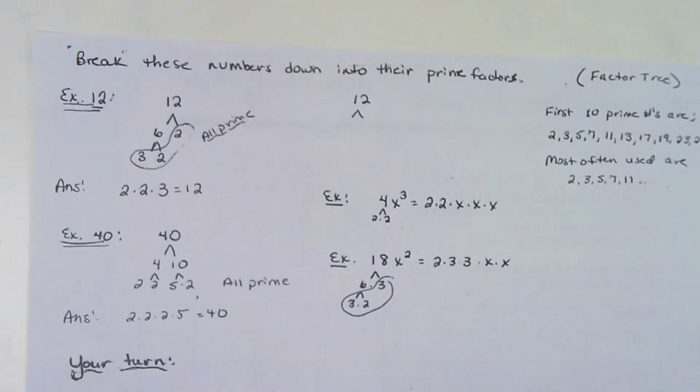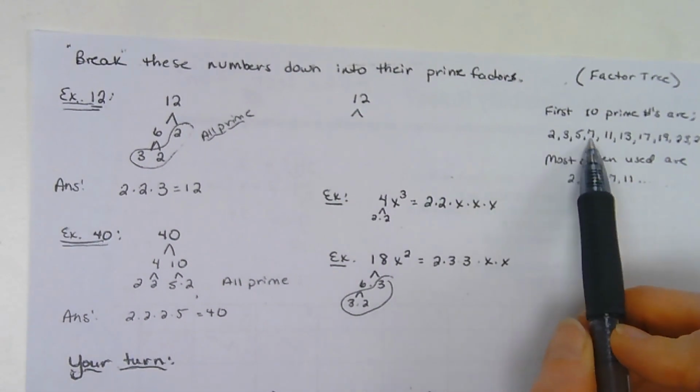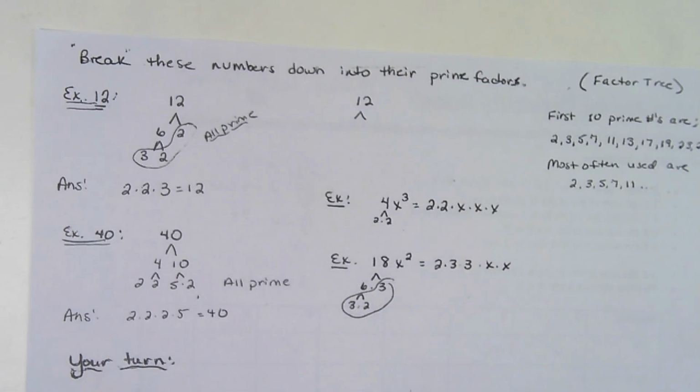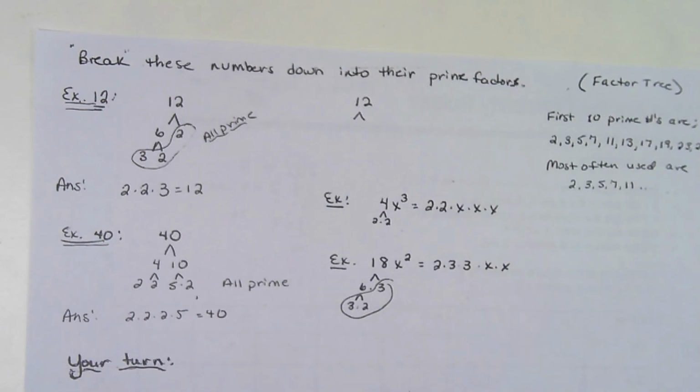What are prime factors? Factors that cannot be divisible by anything else but 1 and itself. So the first 10 prime numbers would be 2, 3, 5, 7, 11, 13, 17, 19, 23, and 29. These numbers are only divisible by 1 and themselves. So there are no more factors to be broken down, and that's what we want to do. Break these numbers down into numbers that can't be broken down anymore.